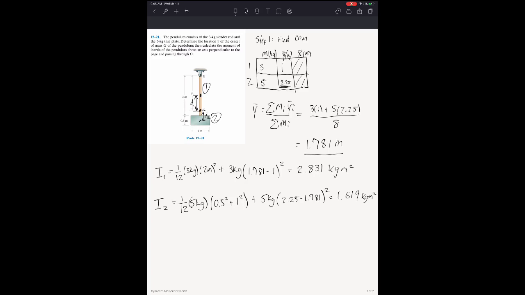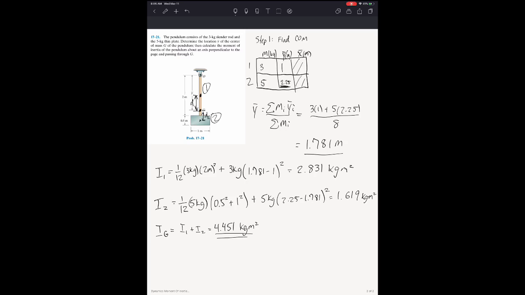Okay, so with that said, the total moment of inertia about G for this shape is equal to just the sum of I1 and I2, and that's equal to 2.831 plus 1.619, which is equal to 4.451 kilogram meters squared.